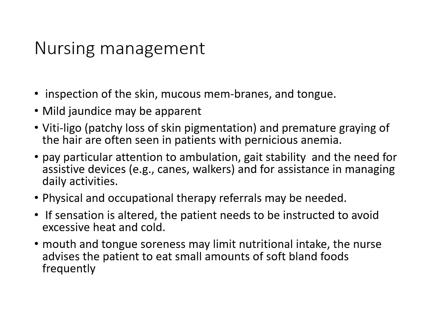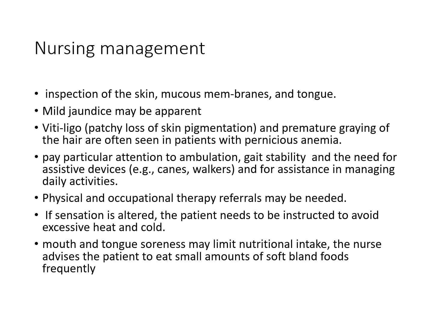So your nursing management, what does that look like? Inspection of the skin, mucous membranes, and the tongue. Mild jaundice may be apparent. Vertigo and premature graying of the hair are often seen in patients with pernicious anemia. So we're specifically highlighting our megaloblastic conditions at this point.